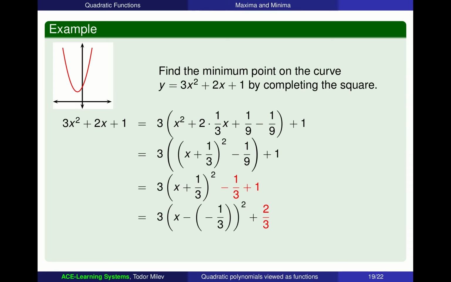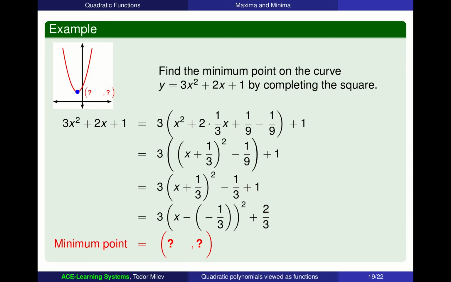Just a reminder, when we complete the square, we always want to have our standard form of the quadratic, which was a times x minus k squared plus h. To complete the square means to rewrite my quadratic into this form. I always want to have a minus here when I complete the square.